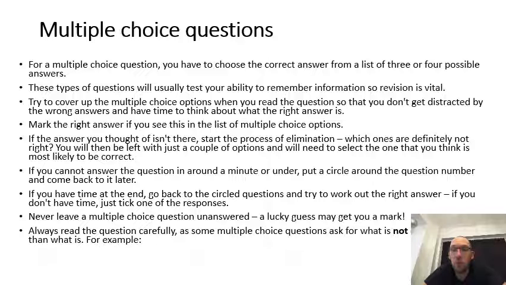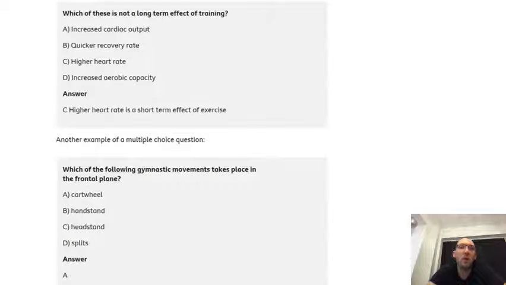For some multiple choice questions, they ask for what is not the right answer. So, for example, which of these is not a long-term effect of training? So that not is not a long-term effect of training, and it's higher heart rate, which is a short-term effect of exercise. So it's C. Another example of a multiple choice question. Which one of the following gymnastic movements takes place in the frontal plane? The answer: A, cartwheel.